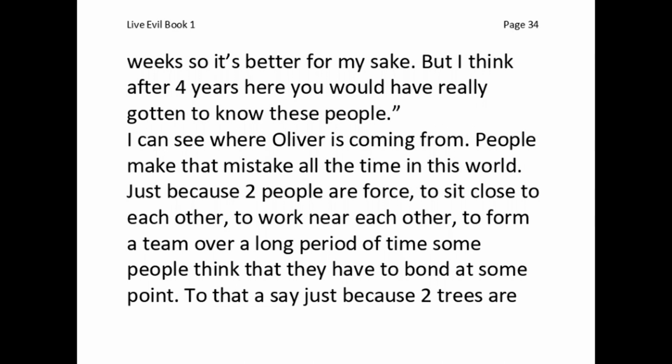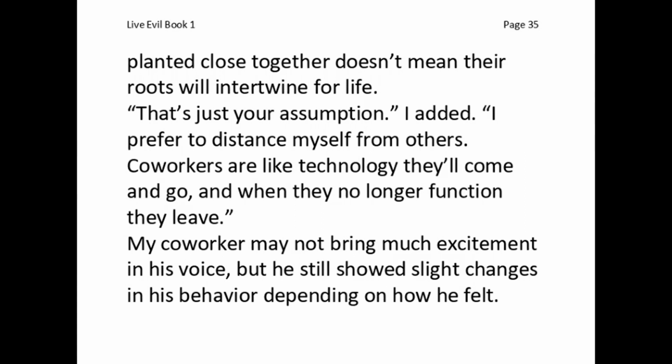People make that mistake all the time in this world. Just because two people are forced to sit close to each other, to work near each other, to form a team over a long period of time, some people think that they have to bond at some point. To that I say, just because two trees are planted close together doesn't mean their roots will intertwine for life. "That's just your assumption," I added.